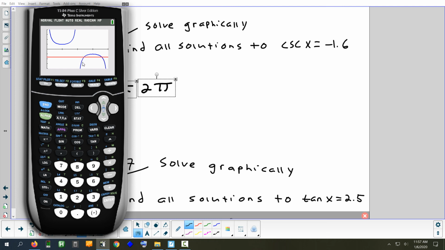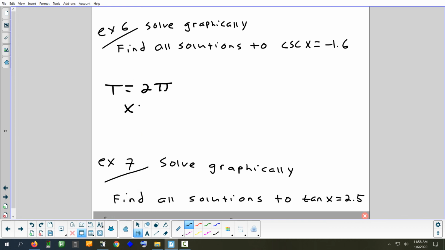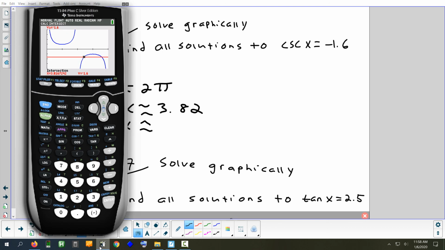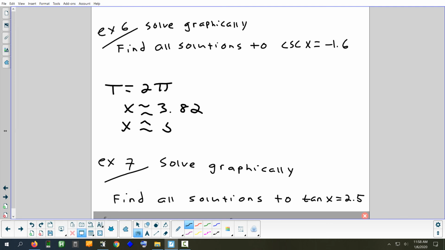So second, calc, intersect. And if you can't find where you are, just press the arrow enough times, eventually you'll pop up on the screen. Hit enter 3 times. 3.82. And second, calc, intersect. Once you're more than halfway to it, you should be good. 5.61.